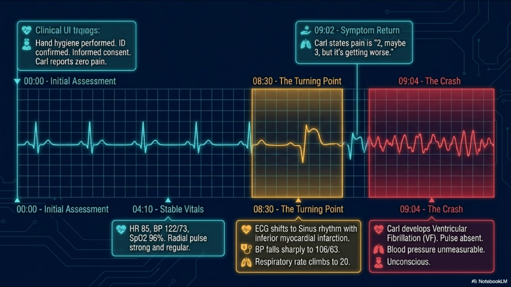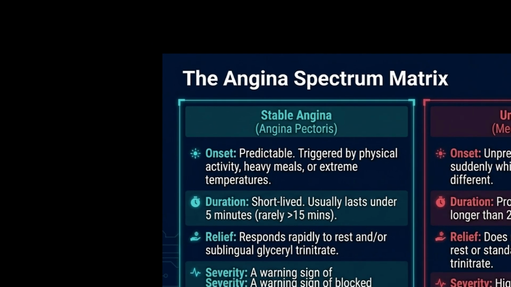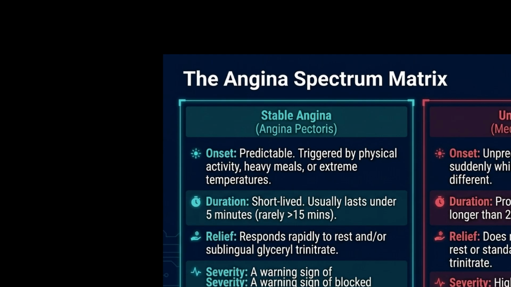Right, because a 2 out of 10 in everyday life is just a minor nuisance, right? I stubbed my toe. Why is a mild pain score suddenly the scariest thing in the room? Shouldn't we be waiting for crushing 10 out of 10 chest pain before we panic? You'd think so, but no. In a patient actively being managed for acute coronary syndrome, returning pain of any number is a catastrophic finding.